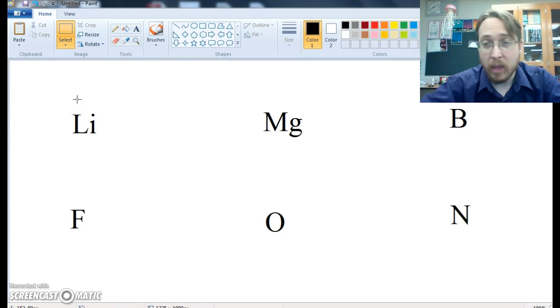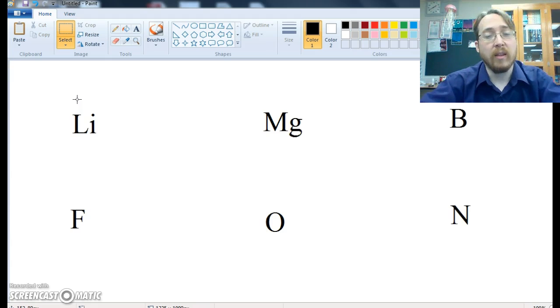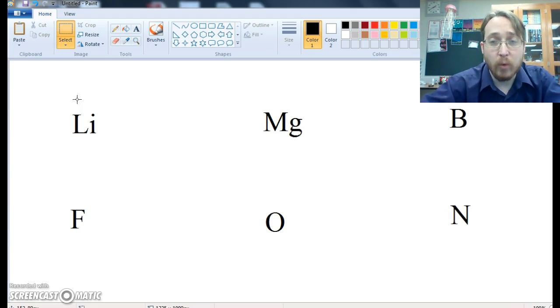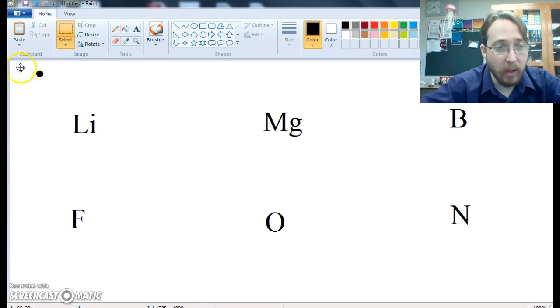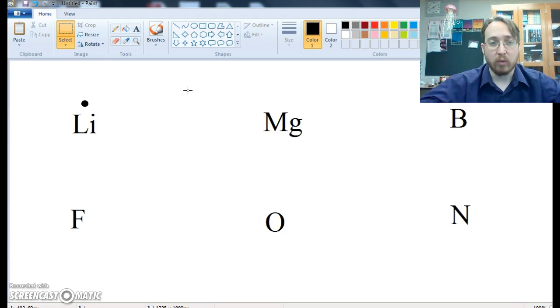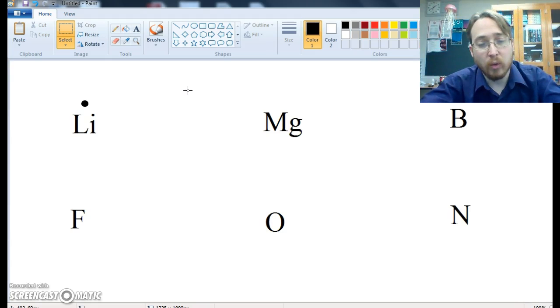Lithium is an alkali metal. It is in that first column, so it has one valence electron. So we are just going to put one valence electron right on the top of lithium. That is our Lewis dot structure for lithium. Lithium's easy because it has one valence electron. Now we're going to go to magnesium. Magnesium, an alkaline earth metal, has two valence electrons.